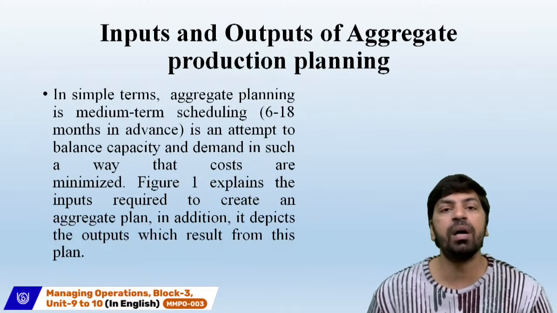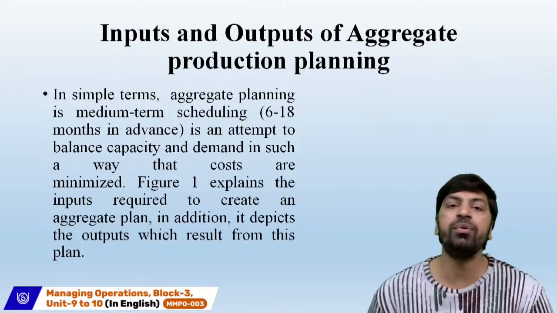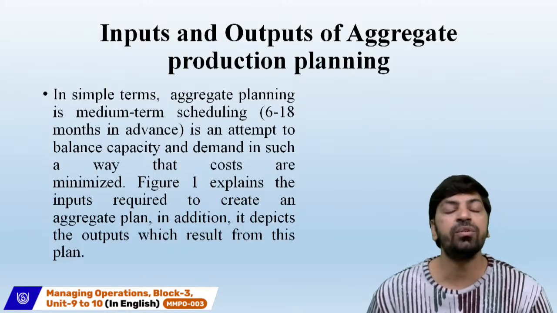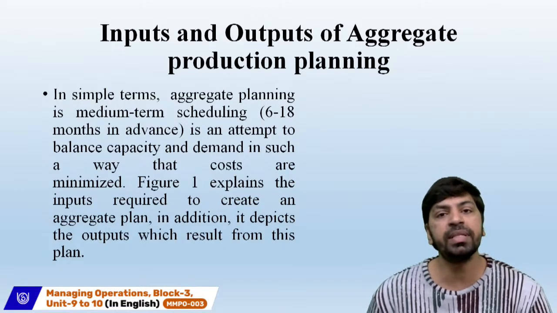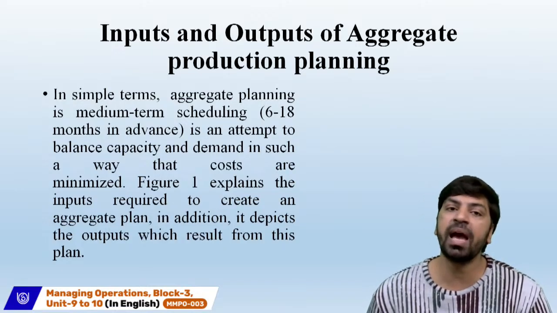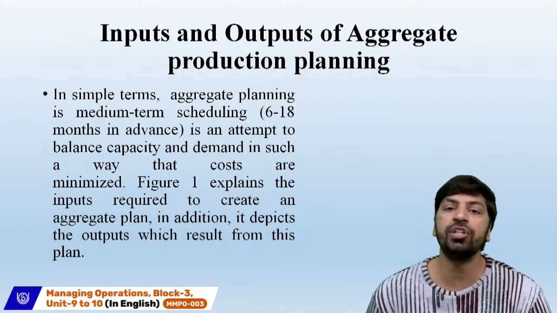Now we can come up to the next part, that is the inputs and the outputs of the aggregate production planning. In the common sense, aggregate production planning is a medium-term scheduling which incurs 6 to 18 months in advance.